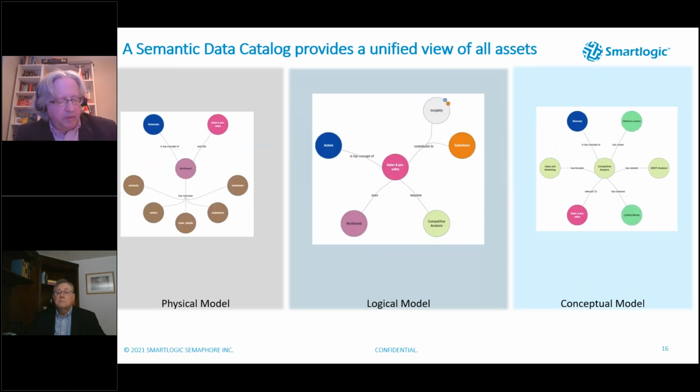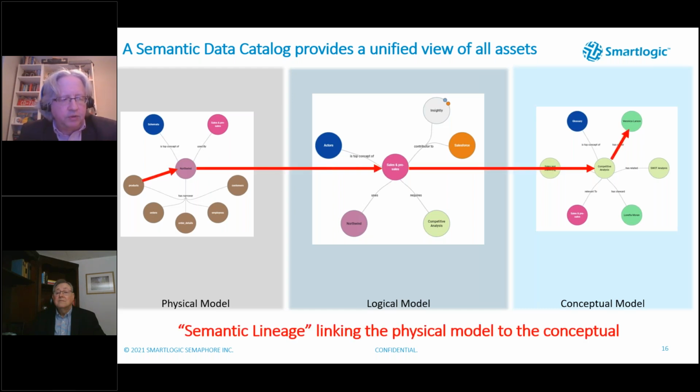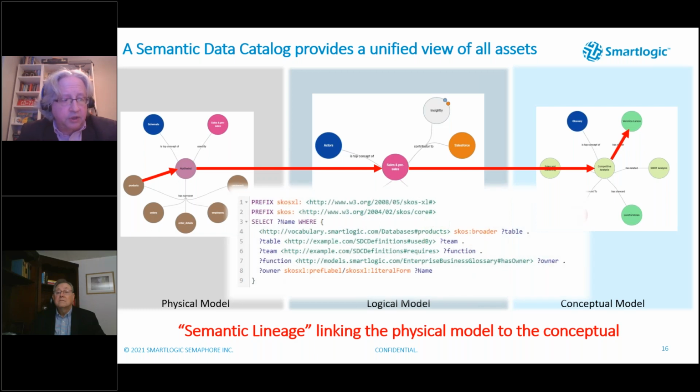So this is what we mean when we say that a semantic data catalog provides a unified view across your business. As all the elements can be defined using the common language, you can show what we refer to as a semantic lineage. This is where we're tracing the meaning of a table in the physical model through the team that uses it in the logical model, to the business function that the team fulfills, and therefore to the ultimate decision maker who should be contacted about any changes to that system. And that can be done with a simple query using industry standard tools such as SPARQL.